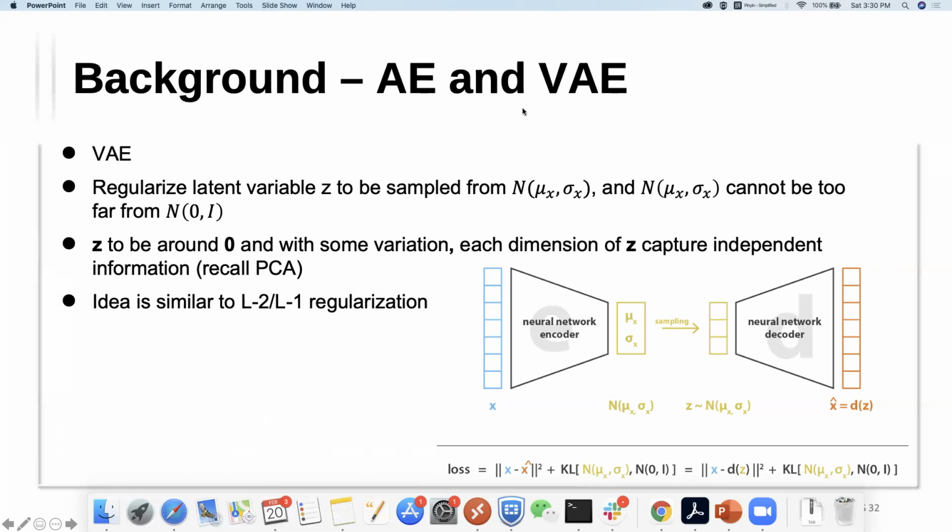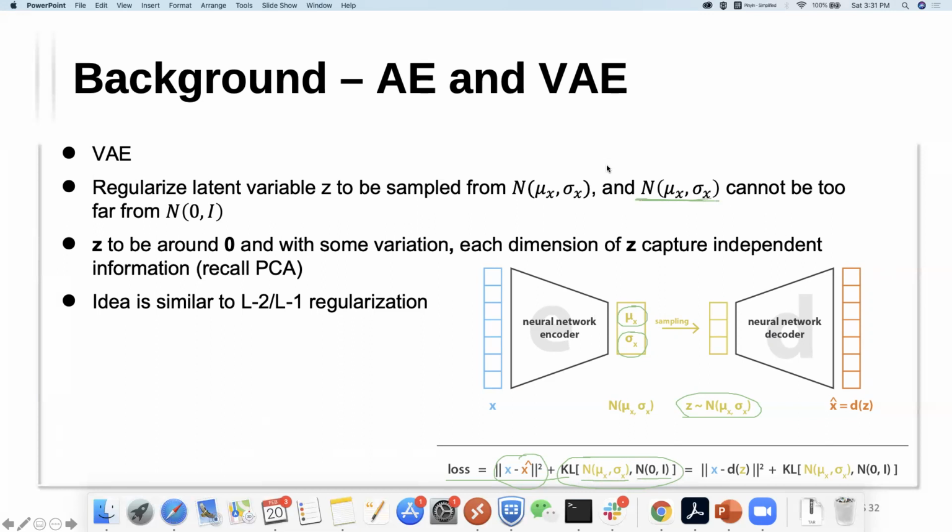Okay. So the design of the model architecture for the variational autoencoder is that the encoder part does not directly output a latent variable Z, but it outputs two parameters. The first one is mu x, the second one is sigma x. Then I sample my latent variable from a normal distribution with parameters mu x and sigma x. And the loss has two parts. The first one is the original reconstruction loss. The second one is a regularization term, which tries to minimize the difference between the mu x, sigma x normal distribution and the standard normal distribution. So this generated distribution cannot be too far away from standard normal.